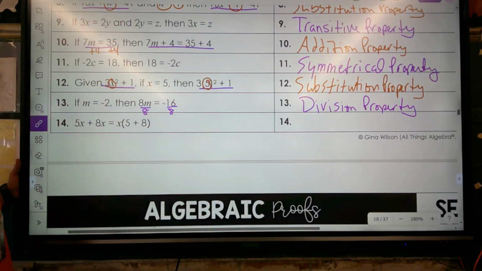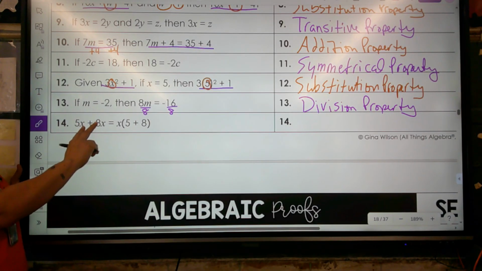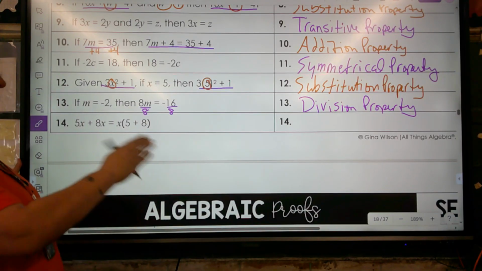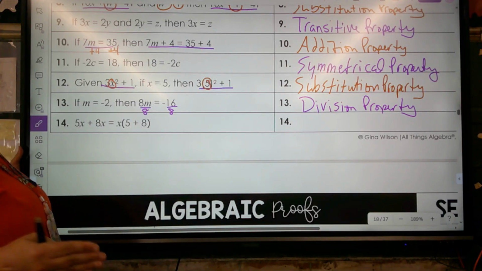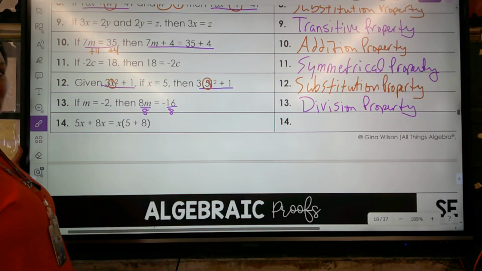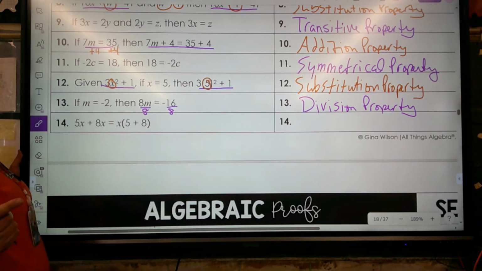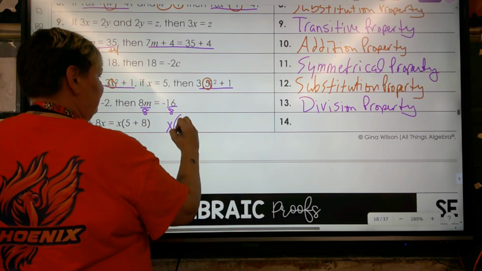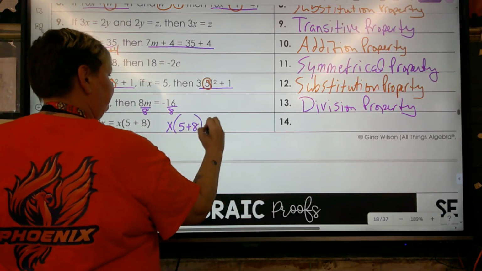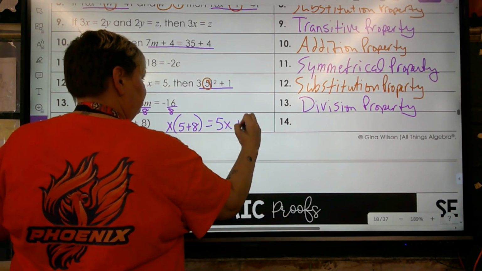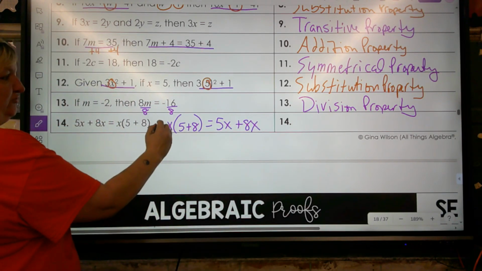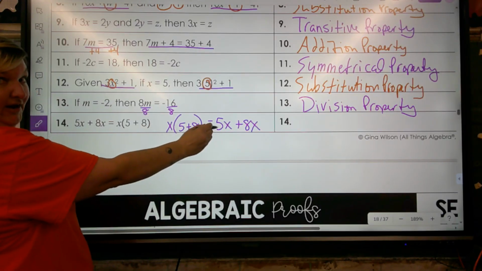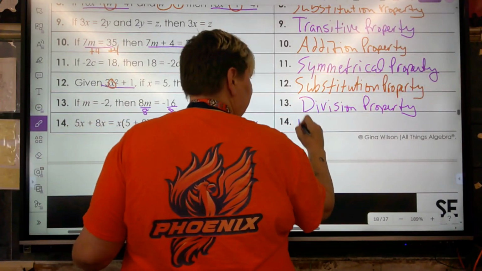And lastly, 14. 5x plus 8x equals x times the group 5 plus 8. Again, they have flipped it around. They want you to see that it can be either direction. You still have to figure out the same thing, right? This one has two possible answers, and I'm going to explain to you why. If it was written the other way, then you distributed to get here, right? So distribution property.